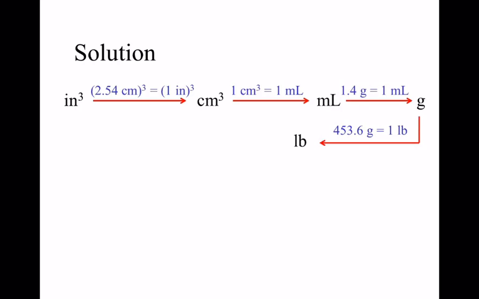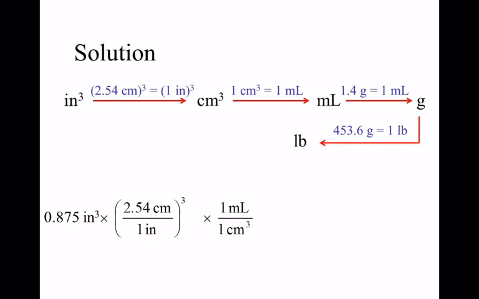The first term is going to be the thing we want to convert. 0.875 inches cubed over 1. And then we could put 2.54 centimeters over 1 inch. We could put that 3 times, which is probably what I would do. Or you could just put the quantity raised to the 3rd power. Either way. The beauty here of either way is that now our inches cubed have canceled. We're left with centimeters cubed. Now we're ready to go to milliliters. So we put 1 milliliter over 1 cubic centimeter.